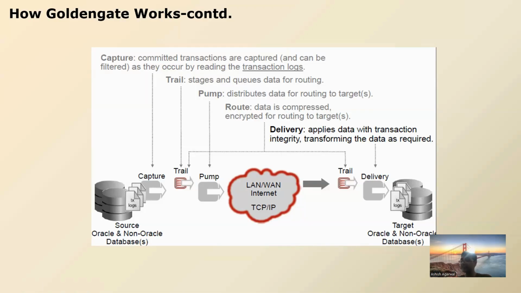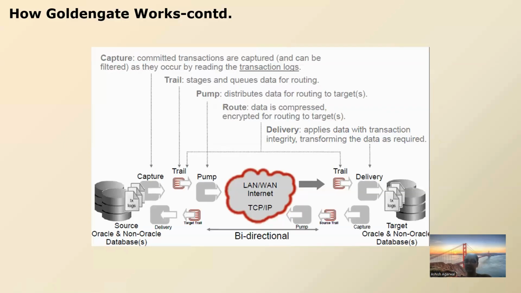Once the data is available in the remote trail file on the target machine, the replicate process reads the data from the remote trail and applies it to the target database. Okay, so these are the three processes involved in Golden Gate replication: capture, pump, and delivery. Capture is also called extract. Delivery is also called the replicate process. These are the three processes responsible for the Golden Gate data flow.